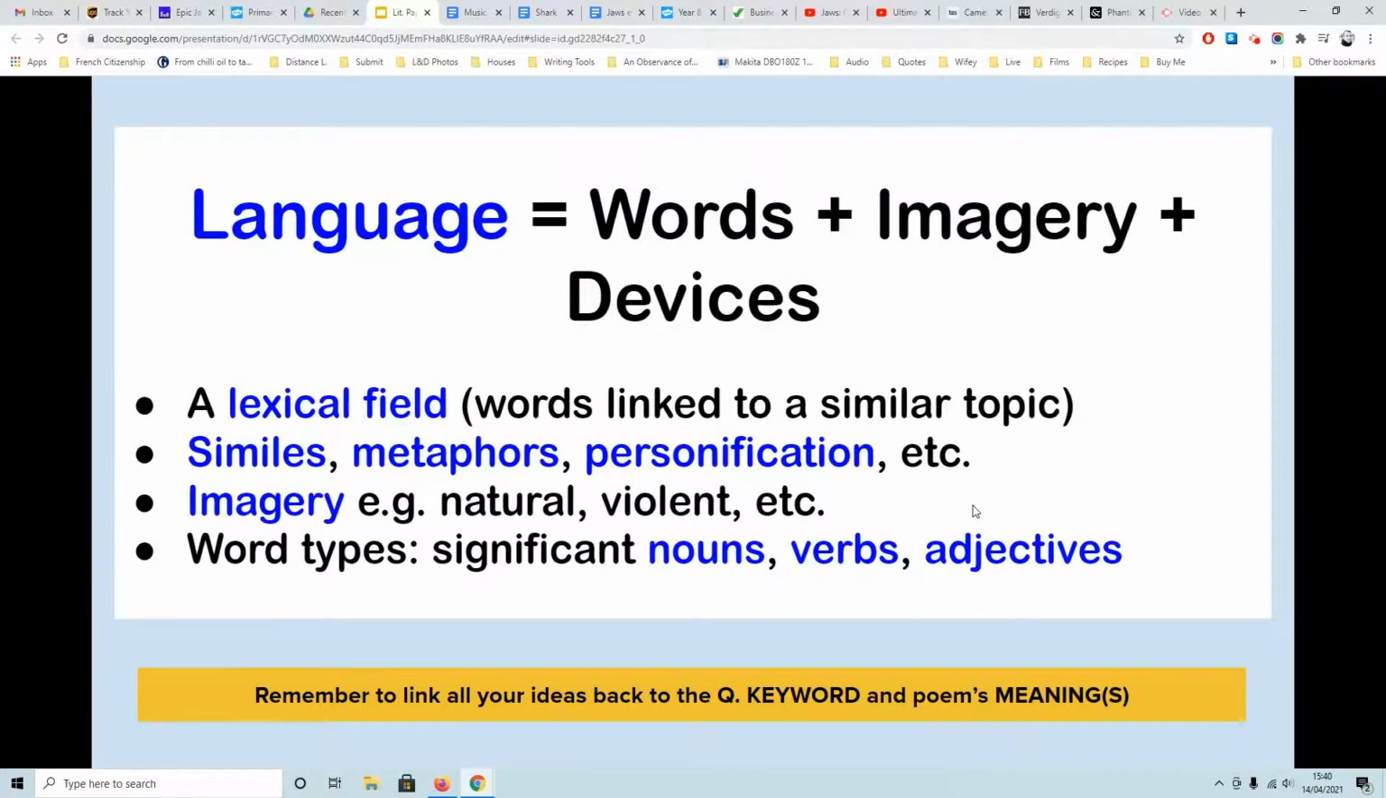Move on to language. Language means words, imagery, and devices. So a lexical field, words linked to a similar topic, like war or violence or something like that. Similes, metaphors, personification, all the usual gubbins there. Imagery, such as natural or violent, you might notice these images jumping out at you. And then word types. Are there any significant uses of nouns, verbs, adjectives, etc.? Maybe personal pronouns is another one, the use of I or you. Now, again, remember to link all your ideas back to the question keyword and the poem's meanings.